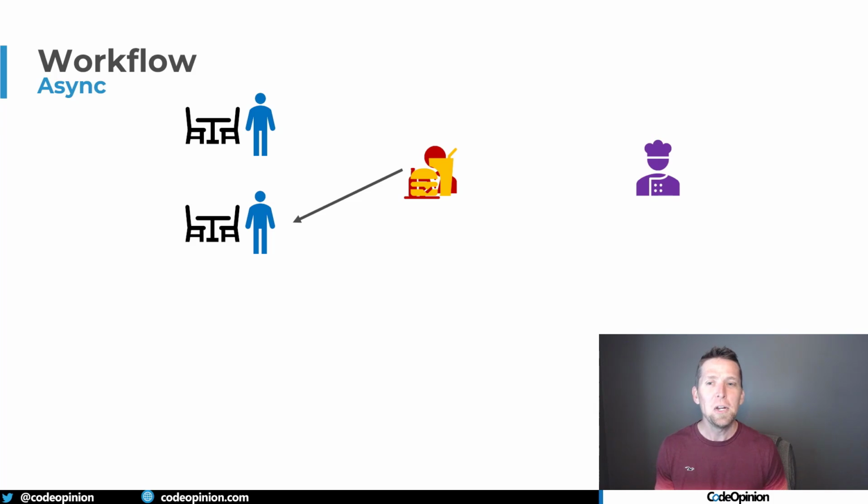Again, there's not necessarily a thing with ordering here. Just because two orders went in at the same time doesn't mean they're going to come out in a specific order. Maybe this second order for the second table was quicker to cook, so they're actually going to get their food first.